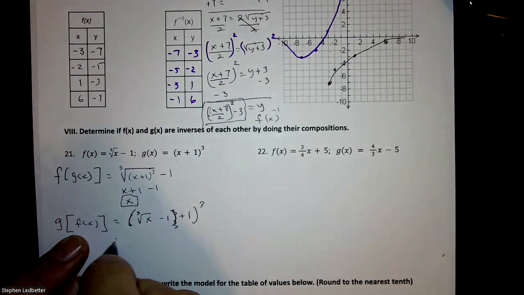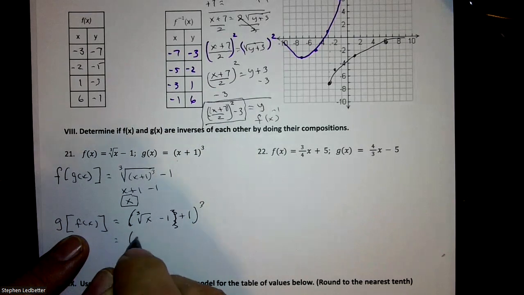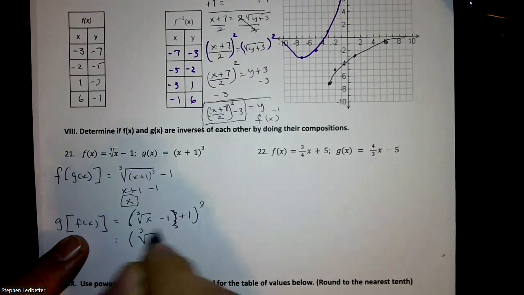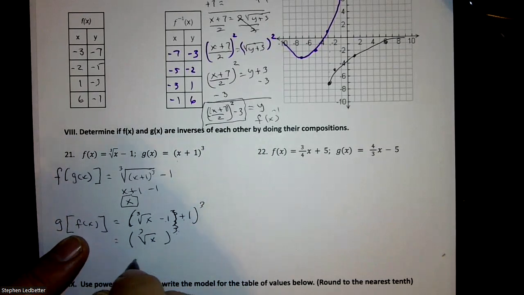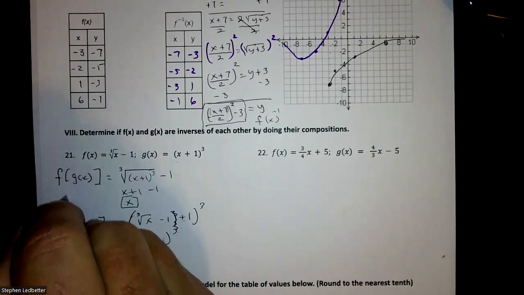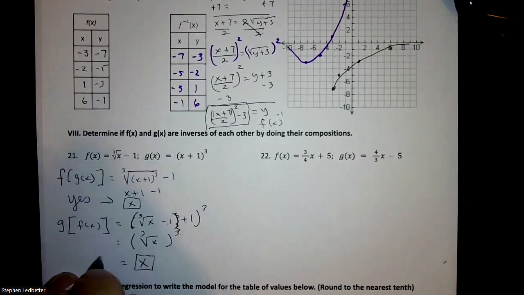All right, so let's do this. It's the cube root of x, -1 plus 1 is 0. So remember, these two cancel each other out. So my answer is just x. So look, this one and this one. So this one is a yes because they both match.